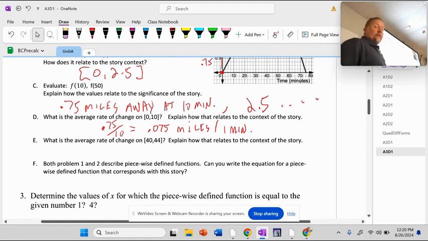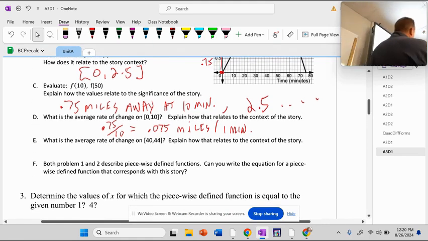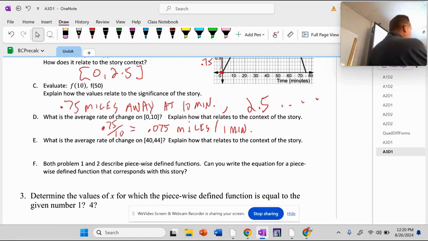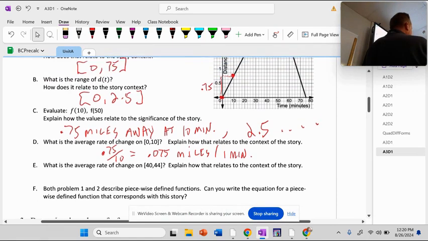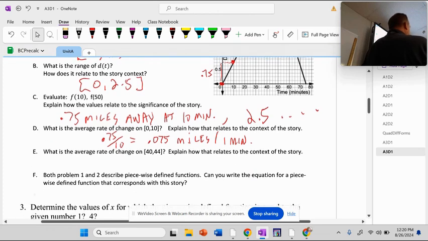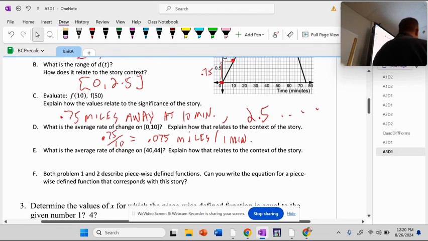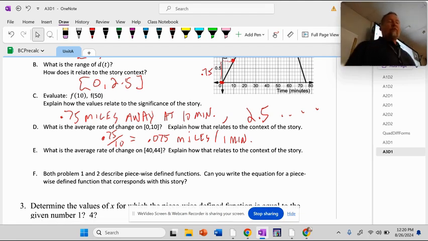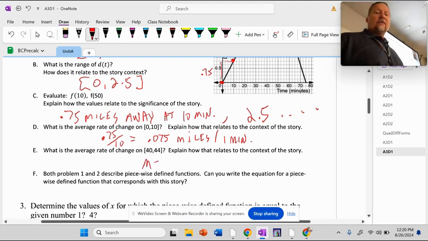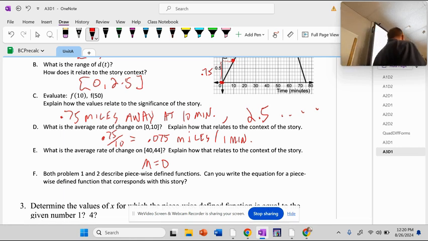Okay, in context of the story, during that part of the trip from home to the grocery store, I forgot where you went first. Oh, bank first so you can pay for the groceries. Makes sense. All right. What's the average rate of change from 40 to 44? I'm not looking up there. What's the answer? 0. That means you're at the store. You're not moving away from home during that time, right? Okay, so I'm not doing that.